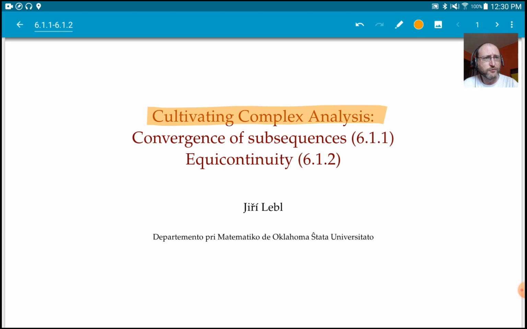Today we're going to look at these quick sections, subsections 611 and 612, on convergence of subsequences of functions and equicontinuity. We're really looking towards proving the Arzelà-Ascoli theorem and Montel's theorem. Really, Montel's theorem is what we're interested in, on existence of convergent subsequences.